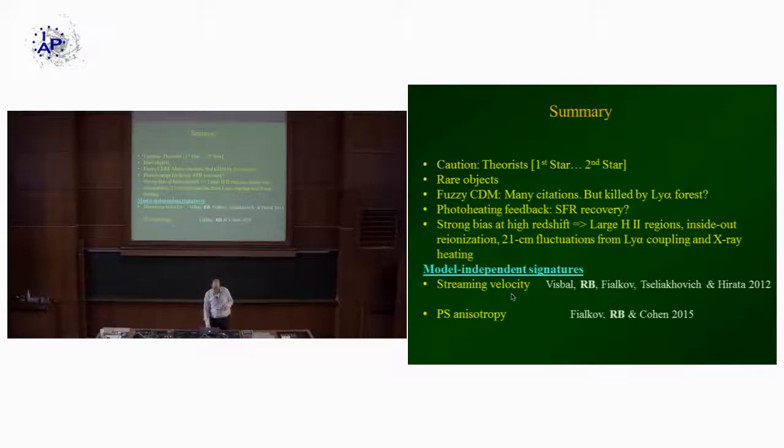I didn't talk about this, but I'll just mention the streaming velocity, the relative baryon and dark matter velocity that others mentioned yesterday. If this is ever important, it comes with a very nice, very clear BAO signature. And I did talk about the other model-independent method, the cosmic clock, which you can do with power spectrum anisotropy. So thank you.